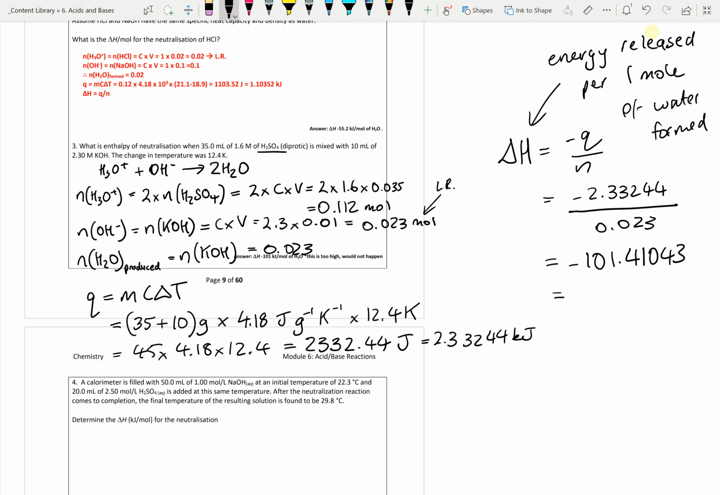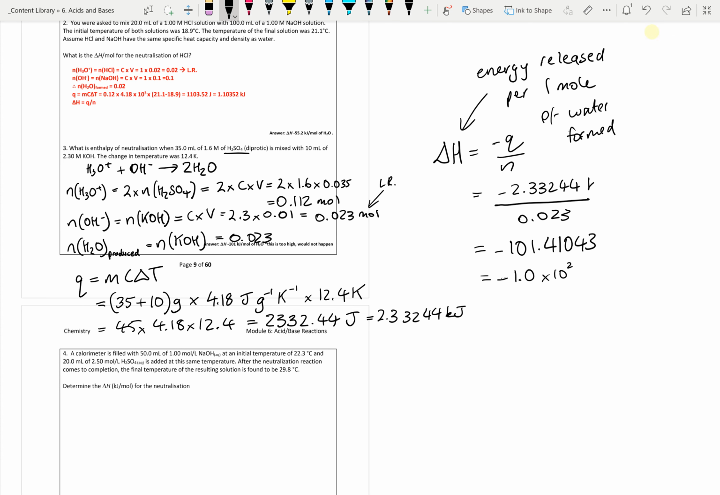And that gave me negative 101.41043. My lowest sig figs in my reaction is 2, even though that's ambiguous. And so I should be giving my answer to 2 sig figs, which is hard considering it's too hard for this one, but I should be going negative 1.0 times 10 to the 2. And the units of this, that's kilojoules, this is mole, so this is kilojoules per mole.